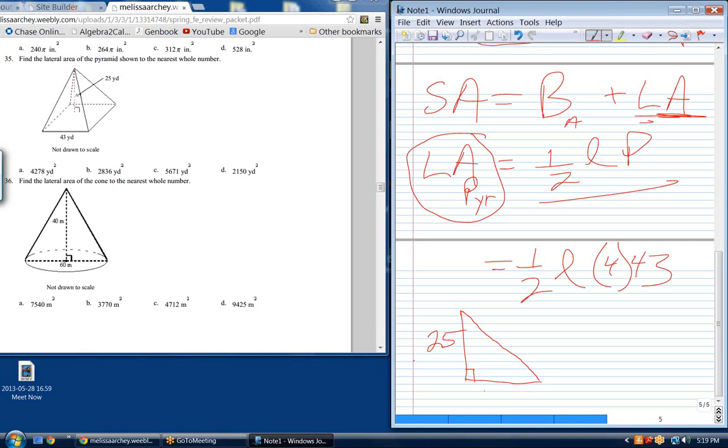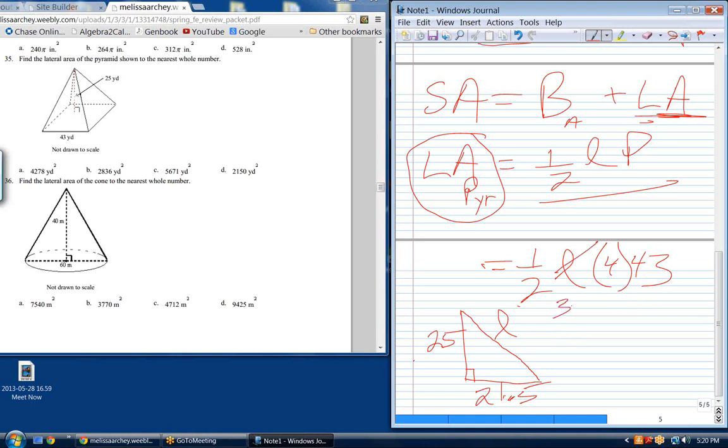What's the bottom length? 43. No. Remember, this vertical goes to the center of that square. So this has to be half of 43. Half of 43, 21.5. Now solve that triangle for the hypotenuse, and that hypotenuse will be lambda. This is lambda. All right. So what is it? That comes to 32.97.